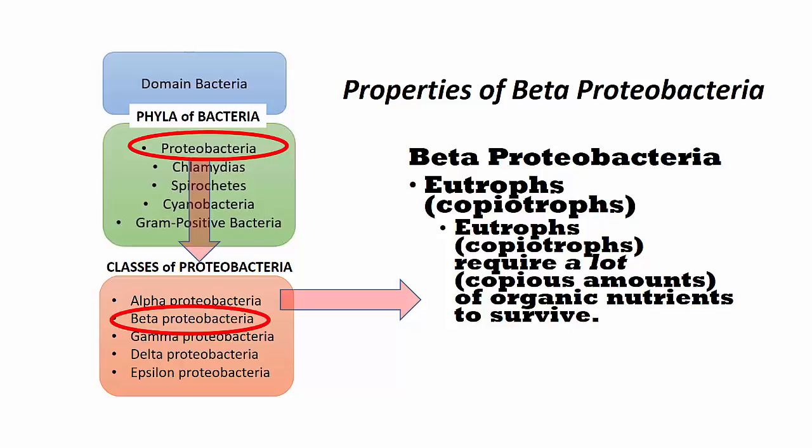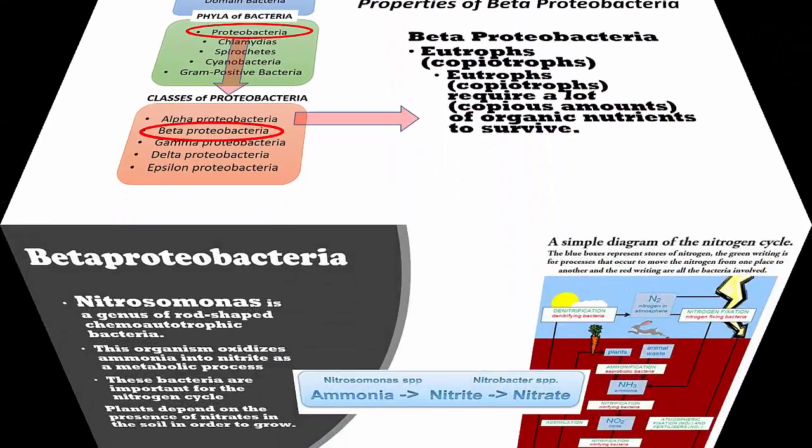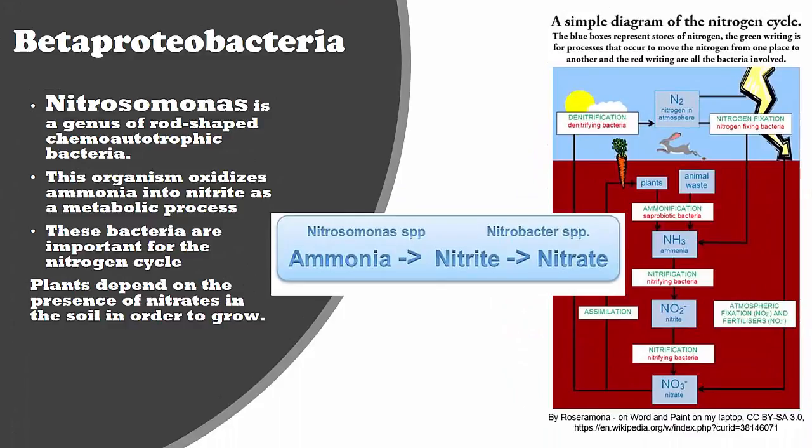Next, let's take a quick look at the beta proteobacteria. The beta proteobacteria are eutrophic or copiotrophs. Copiotrophs or eutrophic bacteria require a lot or copious amounts of organic nutrients in order to survive. Nitrosomonas is a genus of rod-shaped chemoautotrophic bacteria. This organism oxidizes ammonia into nitrite as a metabolic process. These bacteria are important for the nitrogen cycle. Plants depend on the presence of nitrates in the soil in order to grow.